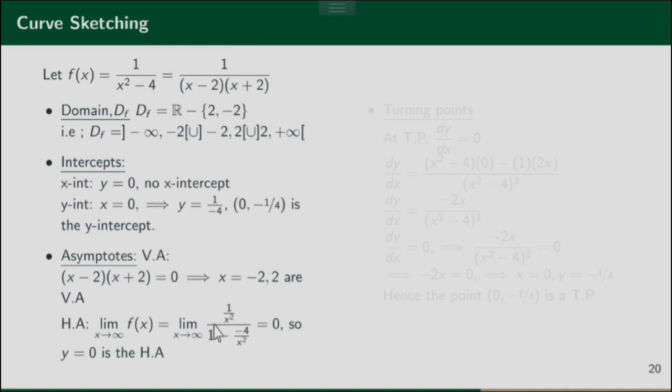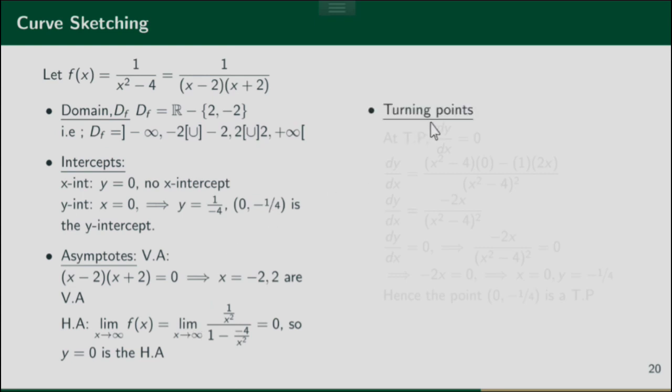Why are we doing that? Because we know that as the denominator becomes very large, the number turns towards 0. So this number turns towards 0 and this number turns towards 0, and 0 divided by any value gives us 0. So the line y is equal to 0 is the horizontal asymptote.